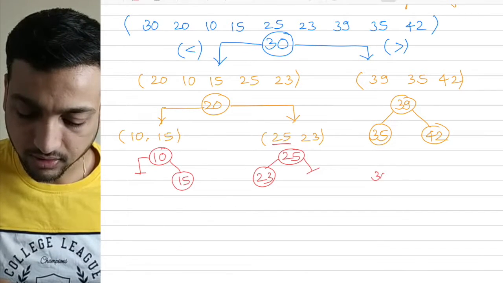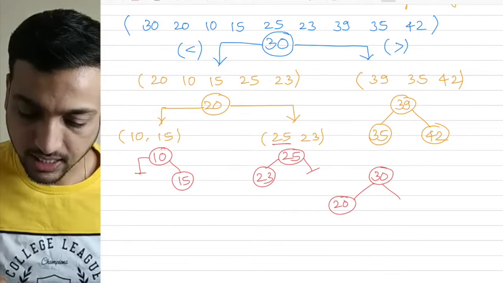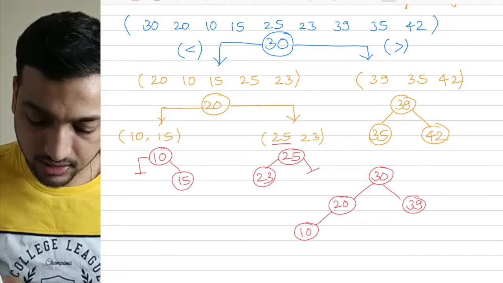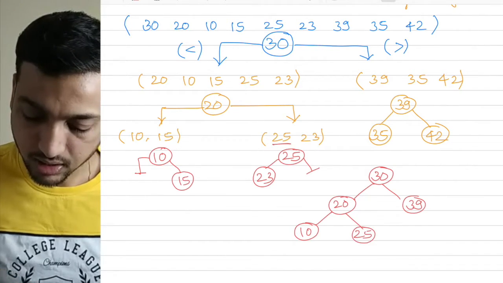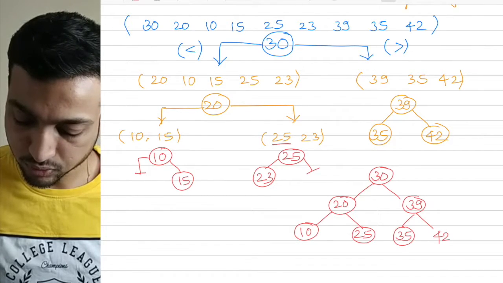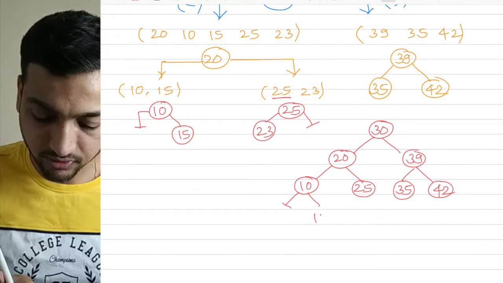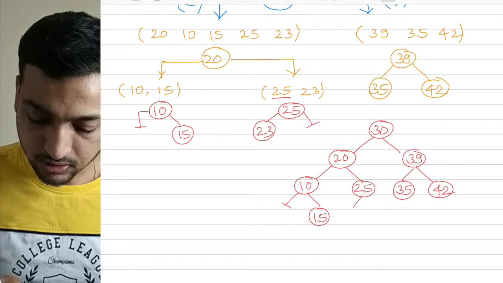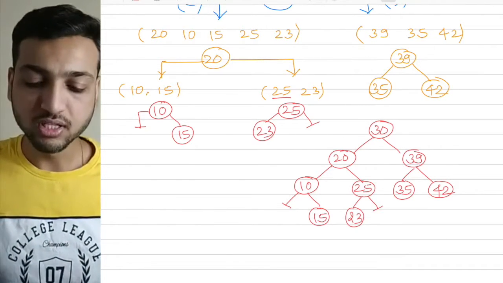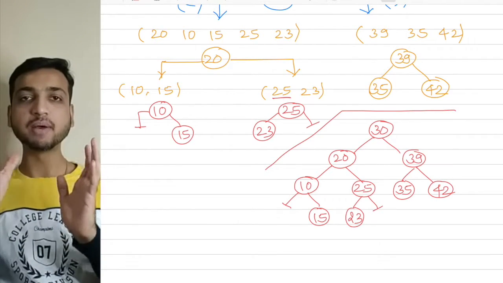So here it is. We have 30 at the root, and then from 30 we have 20 and 39, and then from 20 we have 10 and 25, and from 39 we have 35 and 42, and further from 10 this is null, we have here 15, and this is 23, and we have this as null. So this is my original binary search tree.